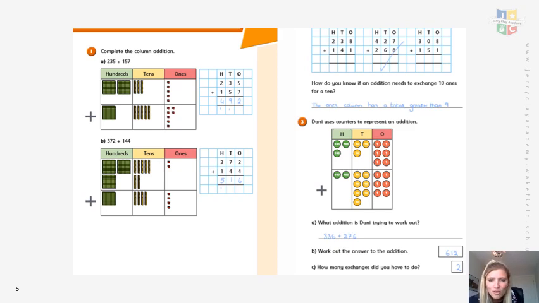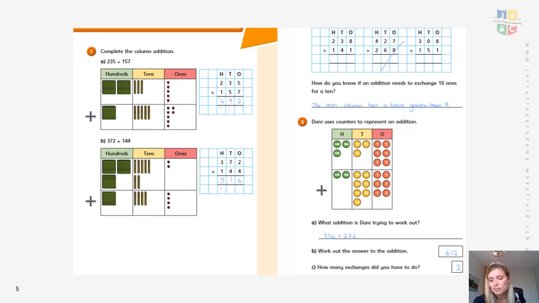Okay, then for question 2, it says how do you know. You had to first of all work out which one of these had an exchange. What I would have suggested doing first of all was actually going and working them all out, and then you would have realised that the second one is going to exchange because 7 add 8 is going to go over 10, so you'd have to then exchange. And then how do you know if an addition needs to exchange 10 ones for 1 ten? It says the ones column has a total greater than 9, because remember you can only put 1 digit in each column.